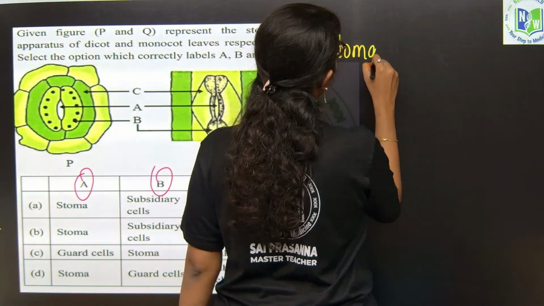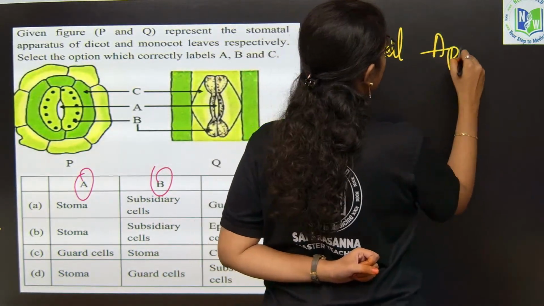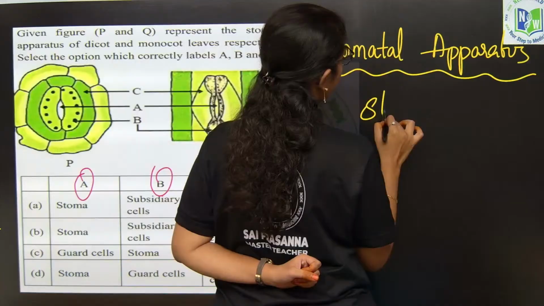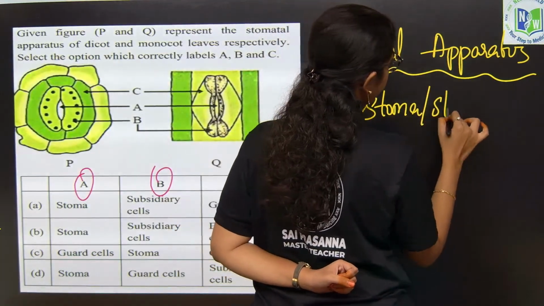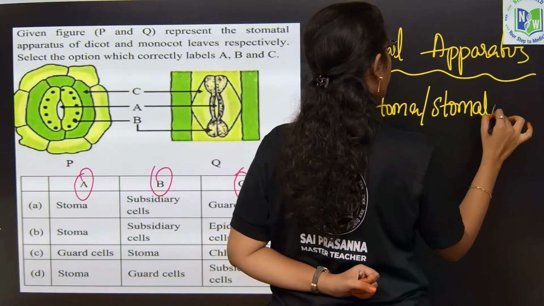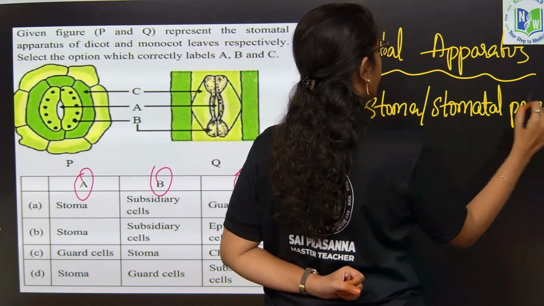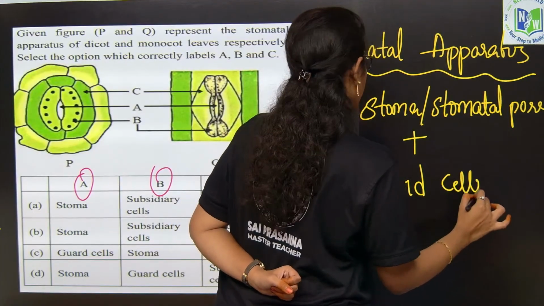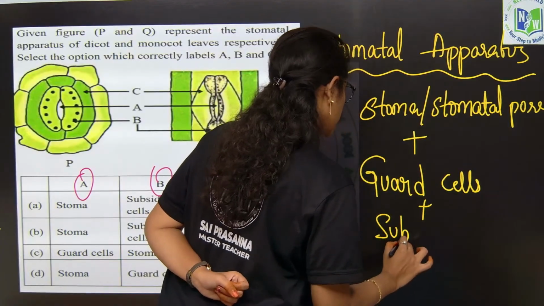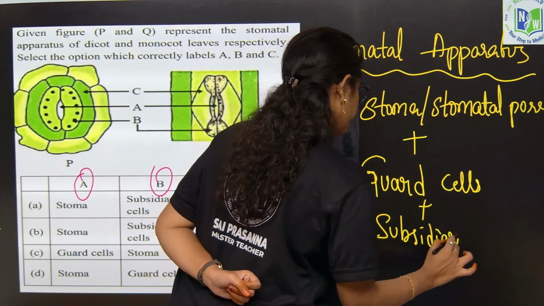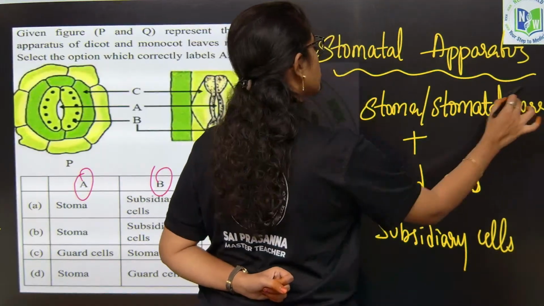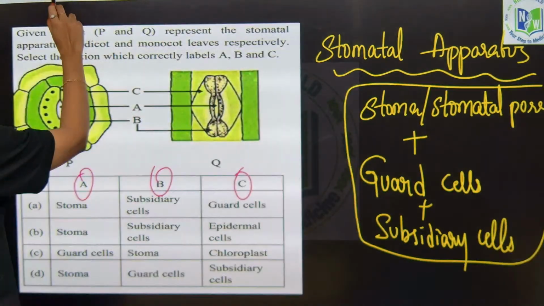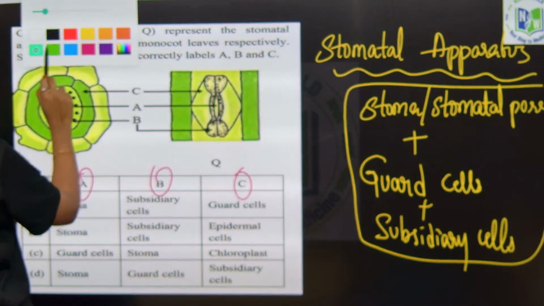Stomatal apparatus will have what? Stoma or stomata. You can call it stomatal pore, stoma or stomatal pore, plus guard cells, plus subsidiary cells. So, these three together form what? Stomatal apparatus. Now, you look at it carefully both in dicots and monocots.